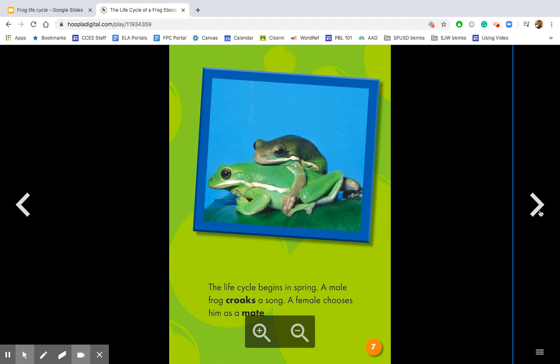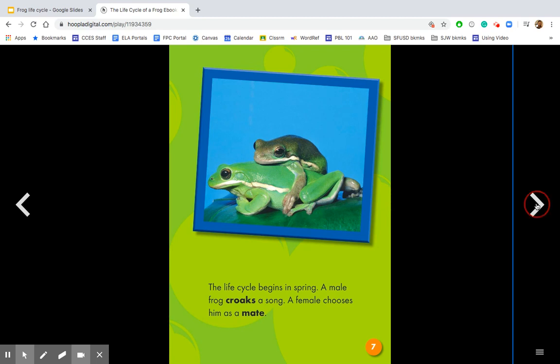The life cycle begins in spring. A male frog croaks a song. Croak is the sound that a frog makes. A female chooses him as a mate. And a mate is a partner, like a mother and a father, or 2 parents can come together and mate to make babies. The same thing with frogs.